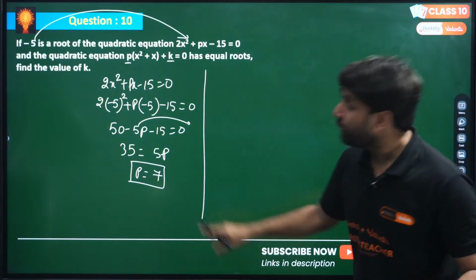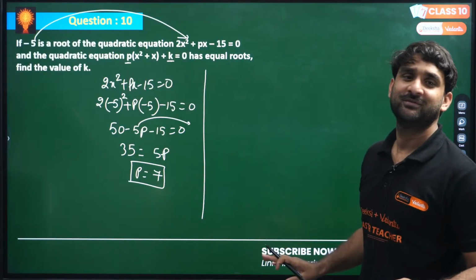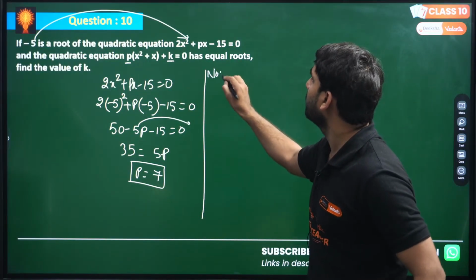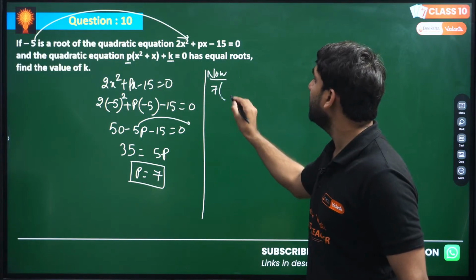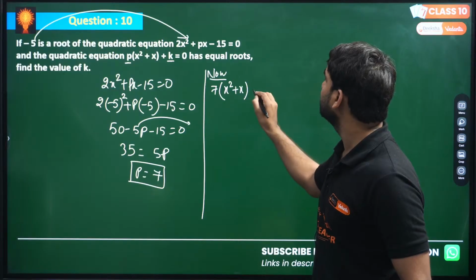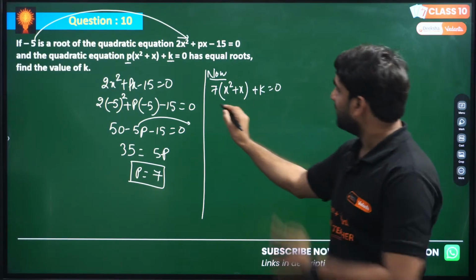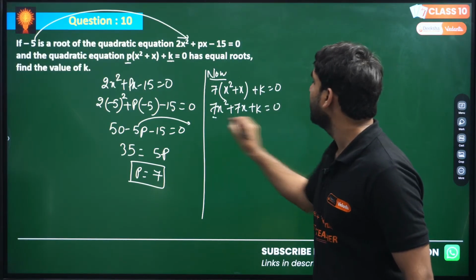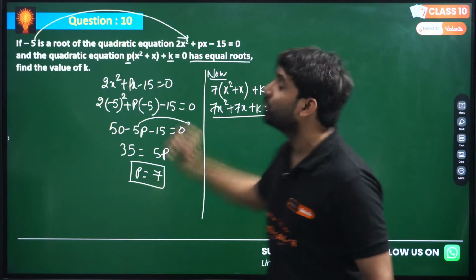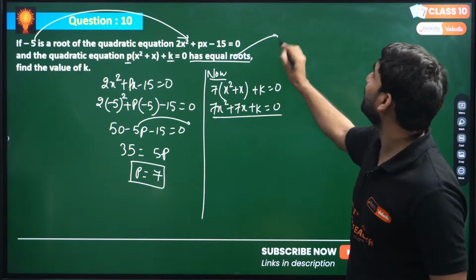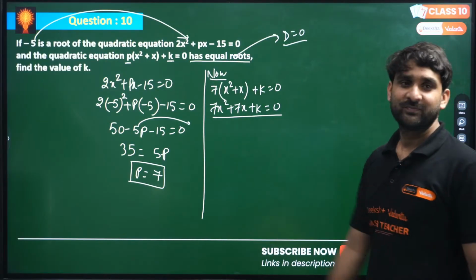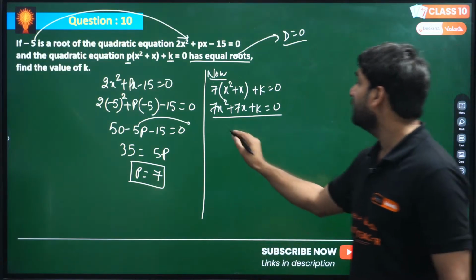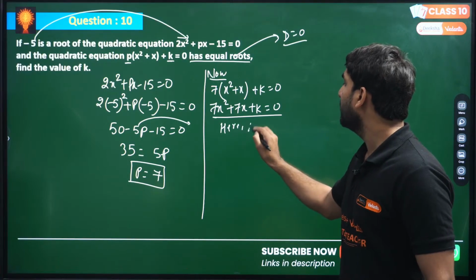If you have p, now you are free to put this value of p here, so that there will be only one unknown. So put p here. Now this is 7 into x square plus x plus k equals 0. Open the bracket. So 7x square plus 7x plus k equals 0. Is it clear? Now this quadratic equation has equal roots. Equal roots means d will be 0. Yes, if any quadratic equation has real and equal roots, then d will be 0.